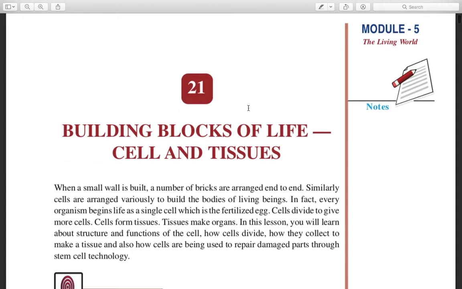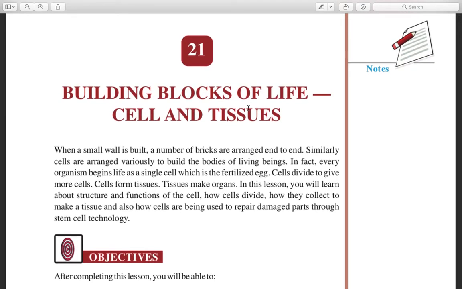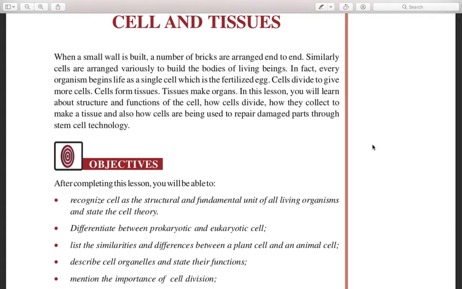So dear students, we know that when a small wall is built in a house, a number of bricks are arranged end to end. We need bricks to build a wall. Similarly, cells are arranged in the body so that organs are made, and organs make up the body. So cells divide to give more cells, and a group of cells form tissues, and tissues make organs, and organs make the body.